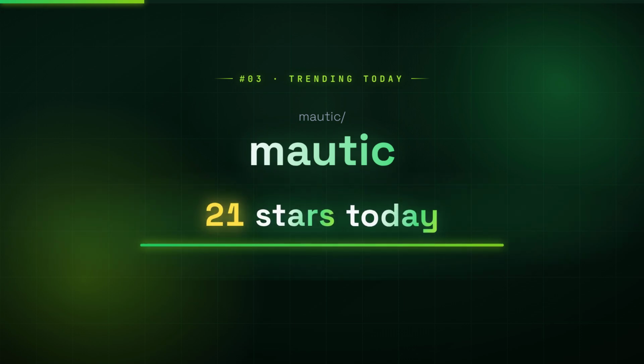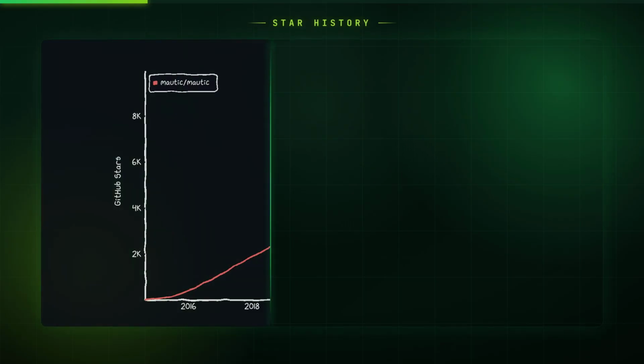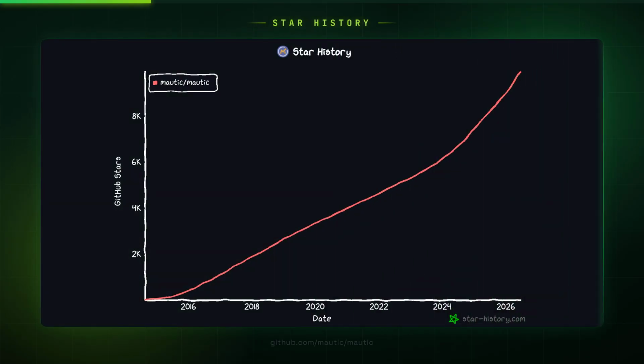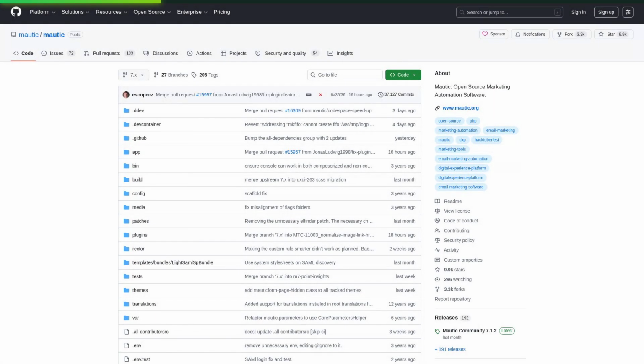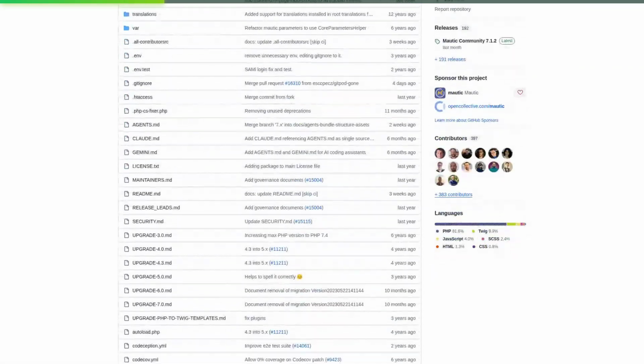Number 3. Mautic, 21 new stars today. Mautic gives you full control over your marketing stack by letting you self-host a complete automation platform, so your customer data never leaves your own database and you escape the restrictions of per-contact pricing models.